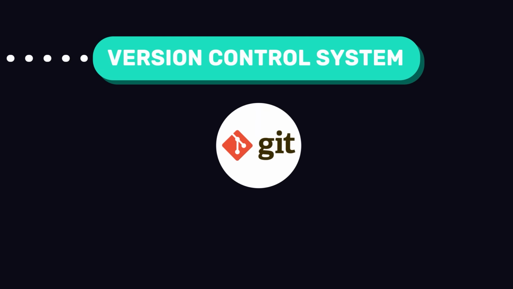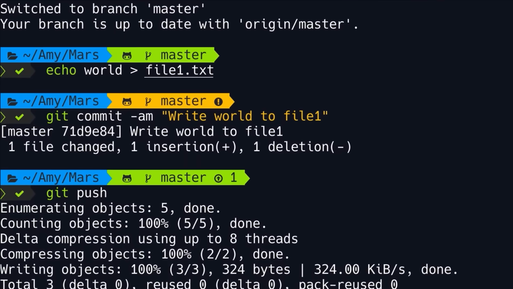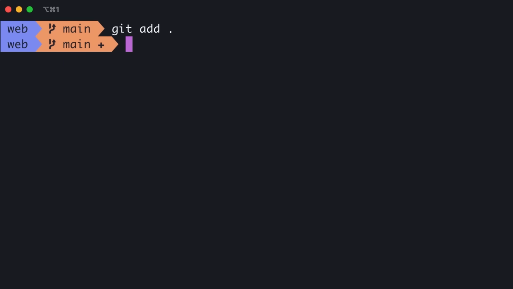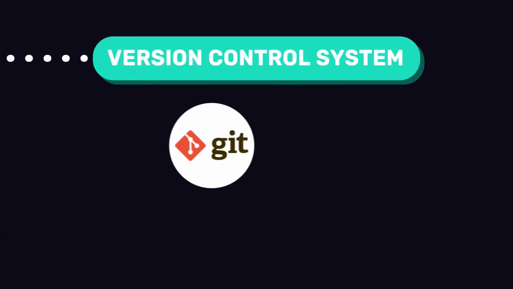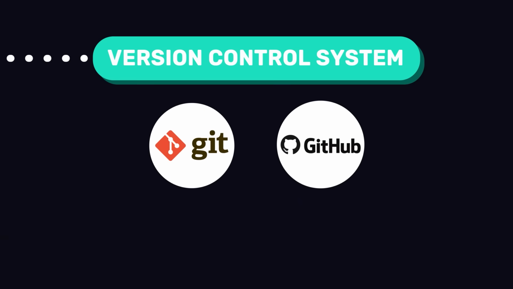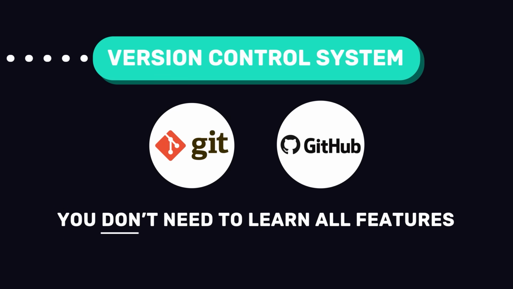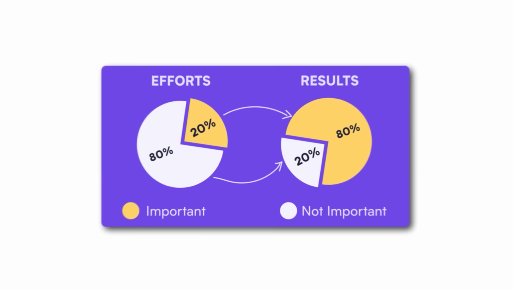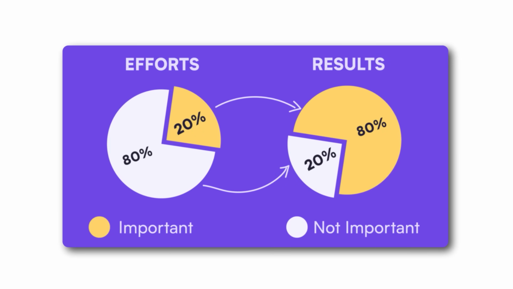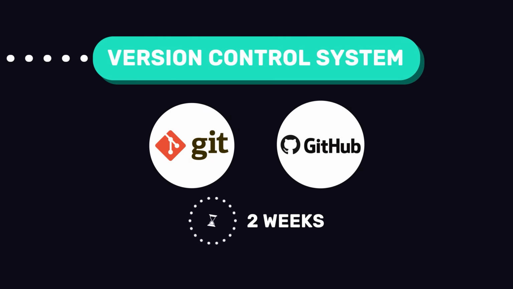The next thing you need to learn is a version control system like Git. Git is not a programming language. It's a tool we use to track changes to our code and collaborate with others. Git and GitHub, which is a platform that hosts Git repositories, are essential for every developer. Git has a ton of features, but you don't need to know them all for everyday use. Think of it like the 80-20 rule. 80% of the time, you use 20% of Git's features. 1 to 2 weeks of practice is enough to get up and running.